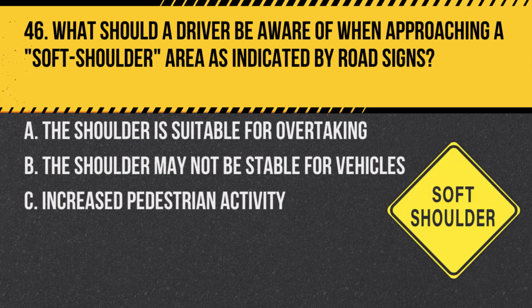Question 46. What should a driver be aware of when approaching a soft shoulder area as indicated by road signs? A. The shoulder is suitable for overtaking. B. The shoulder may not be stable for vehicles. C. Increased pedestrian activity. Answer: B. The shoulder may not be stable for vehicles. Be cautious if you need to pull over.